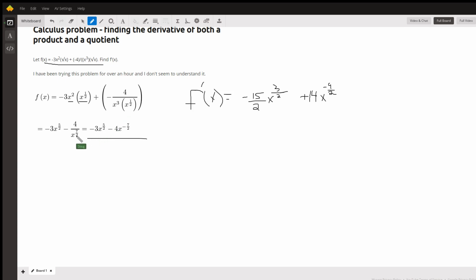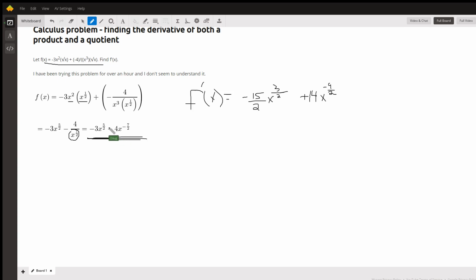7/2. But what you don't want to do in a situation like this is use the quotient rule. Just rewrite it as negative 4x to the minus 7/2. And now we're ready to take the derivative using the power rule.